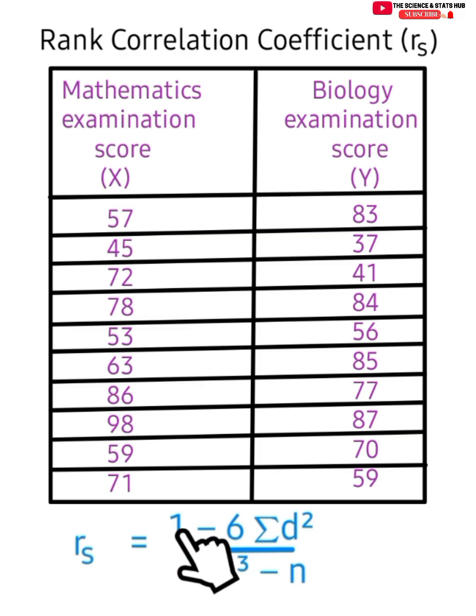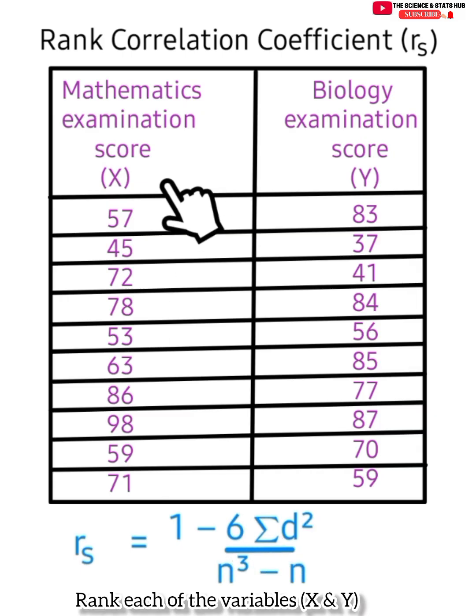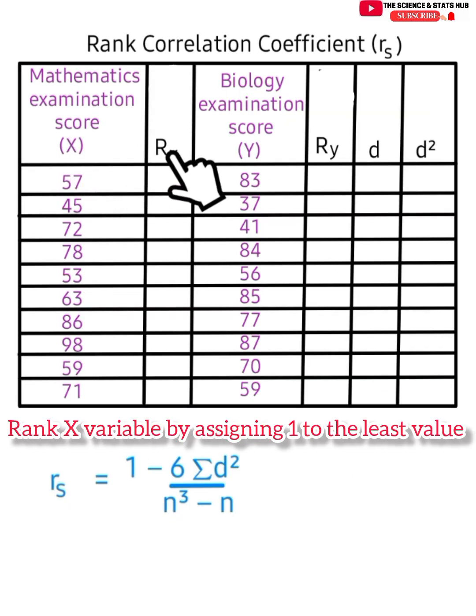Now this is the formula used in finding the coefficient of rank correlation: 1 minus 6 summation d square over n raised to power 3 minus n. We are expected to rank each of the variables, that is the x and the y variables. Here we go. Let's rank the first variable x by assigning 1 to the least value.